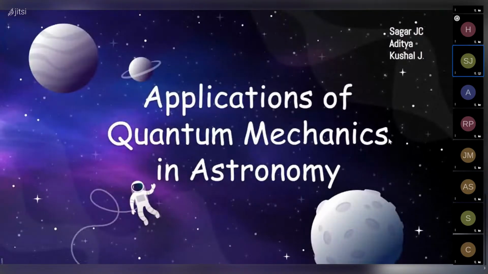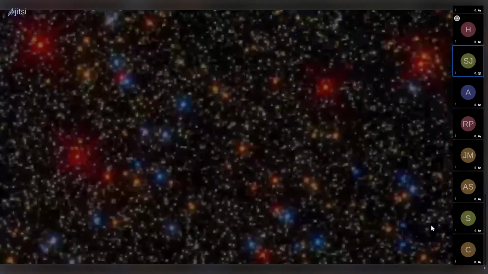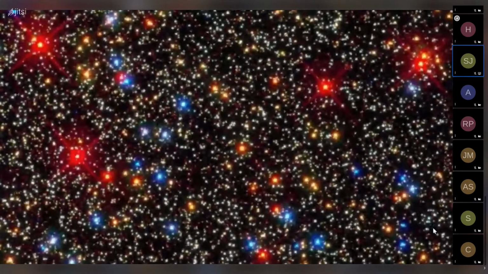Our topic for today is application of quantum mechanics in astronomy. So the first application: we can see here the various luminous objects in our universe on a small scale. We can see red stars, green stars, orange, yellow, blue, so many types of stars. Now ever wondered why these objects have different spectral emissions, like they're emitting different radiations? So why is that? And I also have some images of stars.